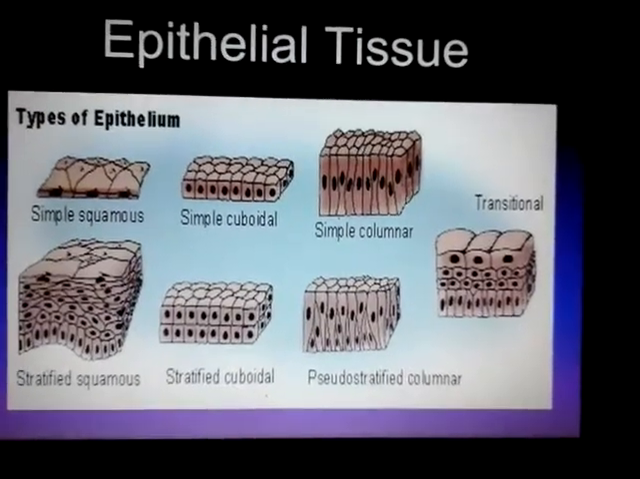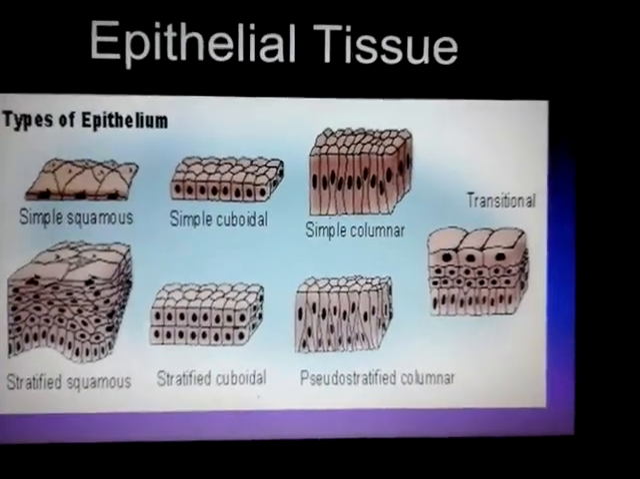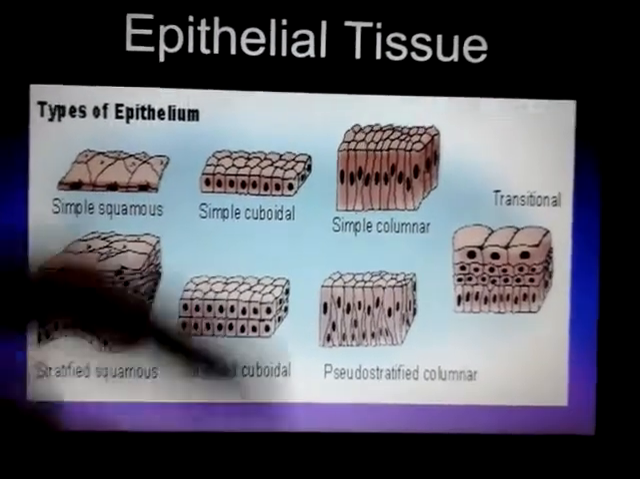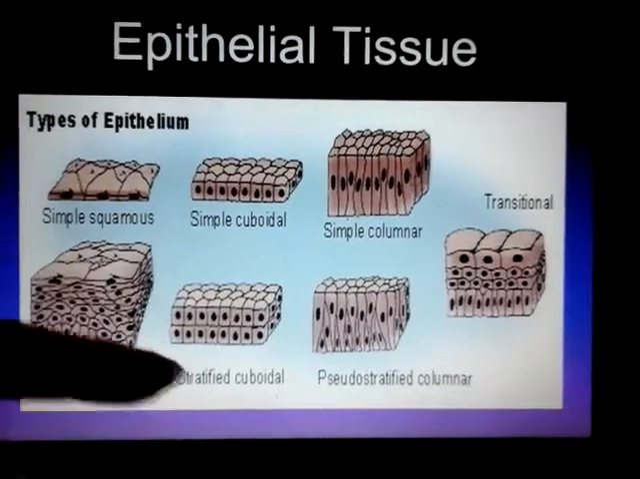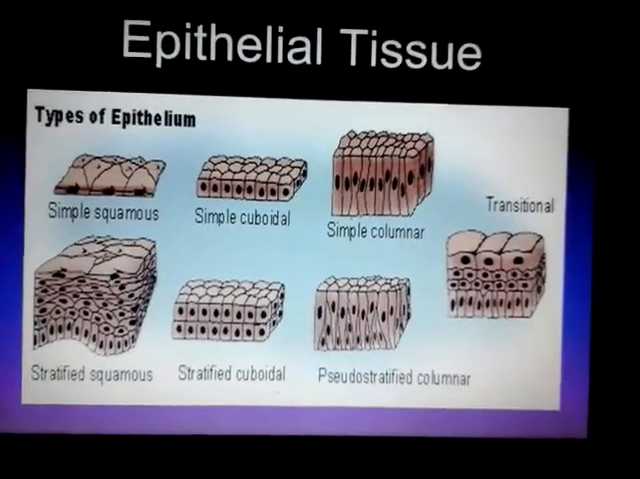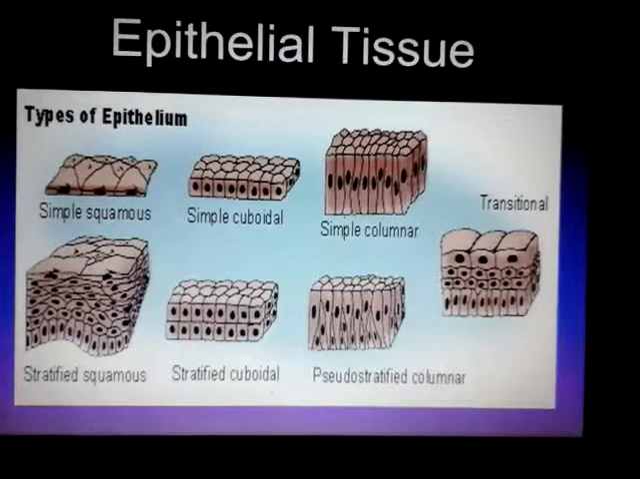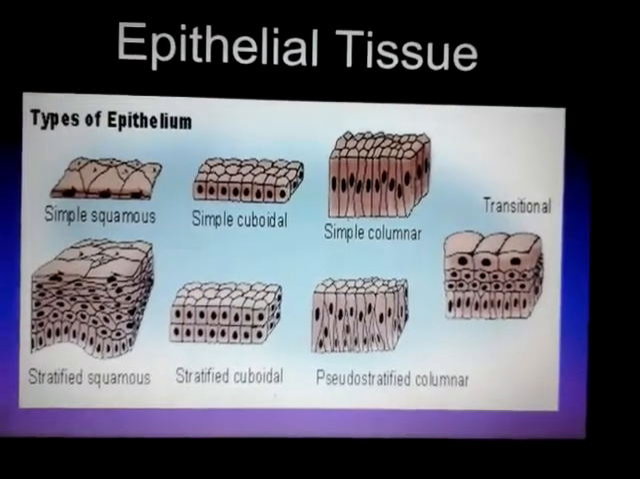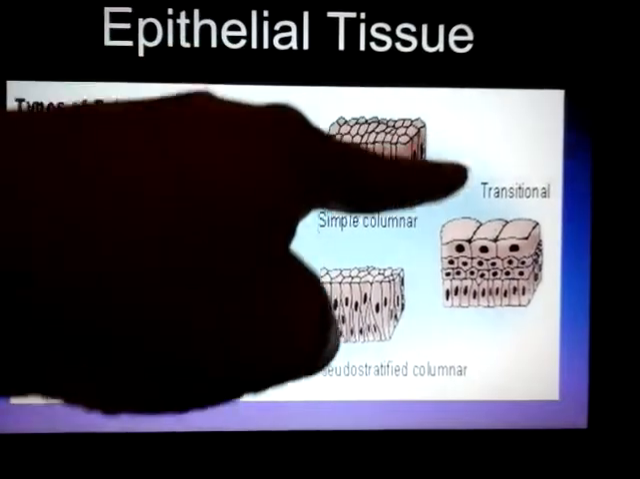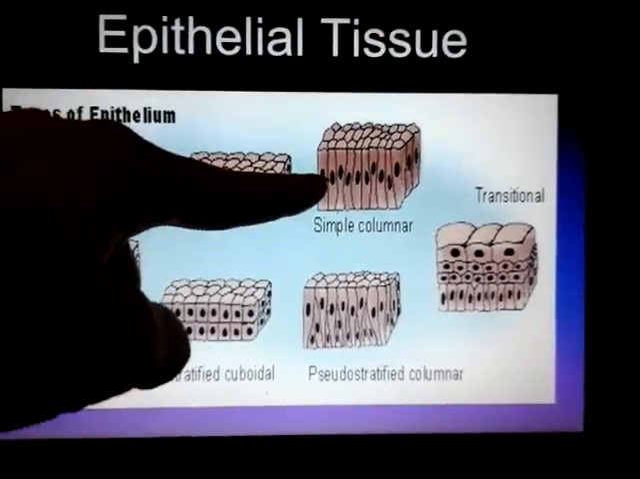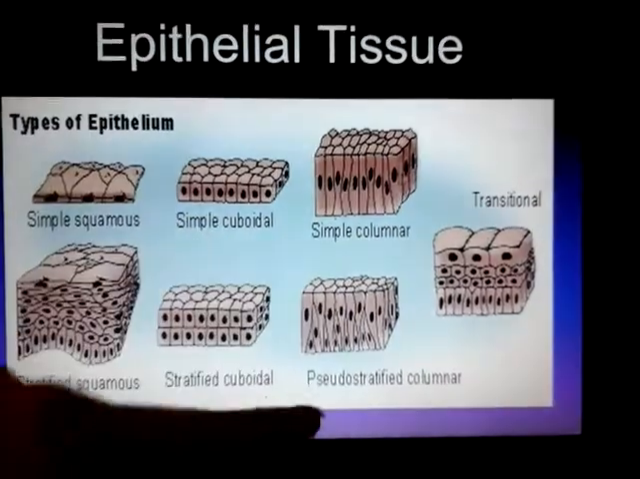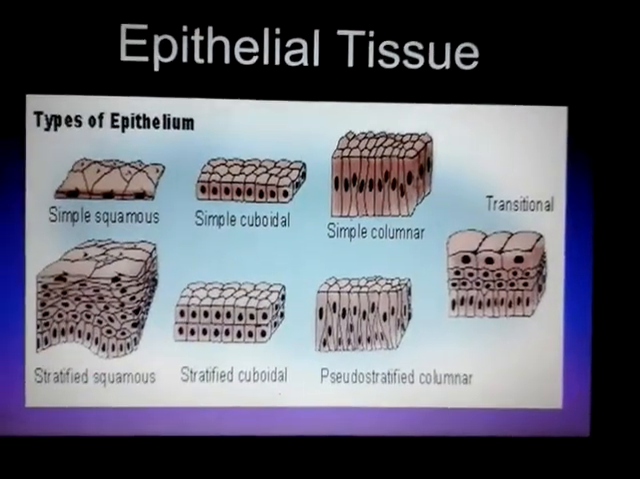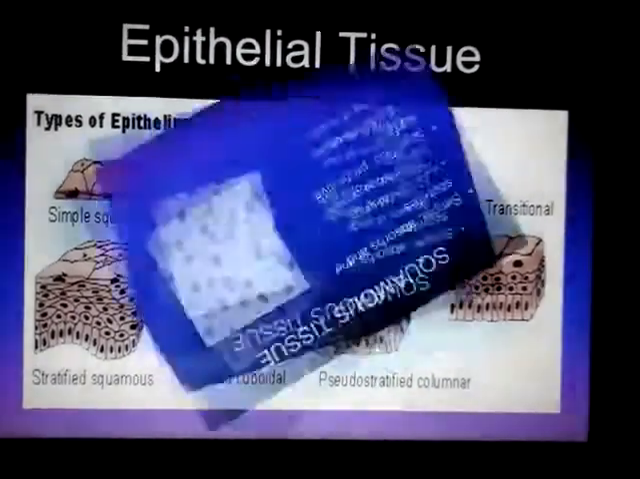Well, as you can see from this and the coloring book, you can have simple squamous, you can have stratified squamous. You can have simple cuboidal, you can have stratified cuboidal. But notice with the other three, your columnar, pseudostratified columnar, or transitional, there is no stratified columnar. Notice there's no simple here, and there's nothing there. And I'm going to talk about that here in just a moment.